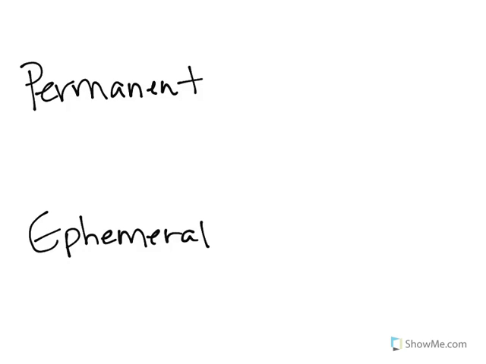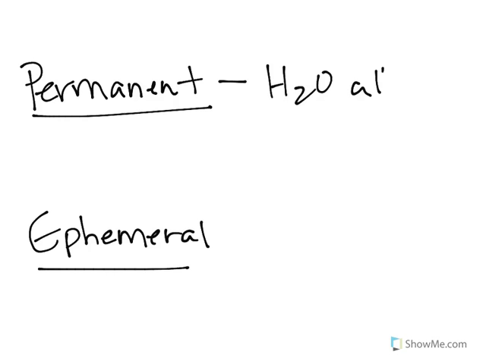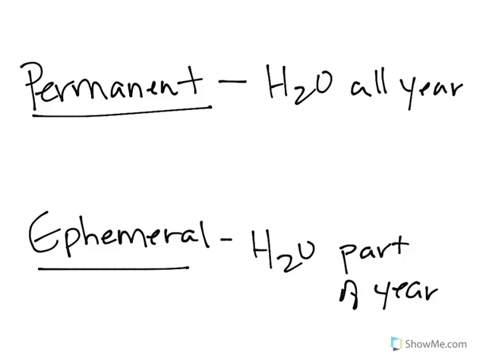So in the last slide, we talked about two different stream types, permanent stream types and ephemeral stream types. And hopefully it's pretty obvious that the main difference between these two is that permanent streams have water all year, and ephemeral streams have water only part of the year. And the big difference as to why we either have it all year or part of the year is due to the water source. So I want to take a minute and just discuss the water table.